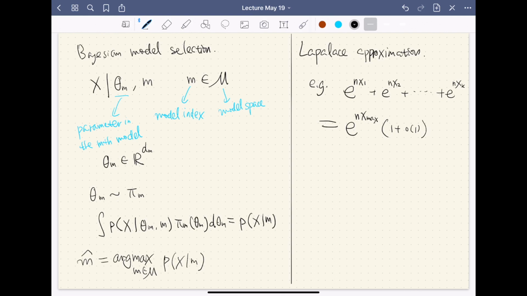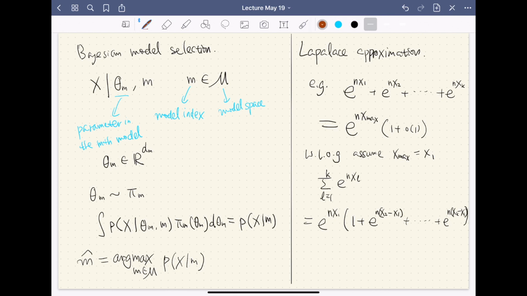Okay, so why can you do that? Well, this is very simple. Without loss of generality, let's assume that the largest x is actually x1, and then you can write this sum as e to the power of n times x1, right? Then bracket, 1 plus e to the power of n times (x2 minus x1) all the way to n times (xk minus x1).